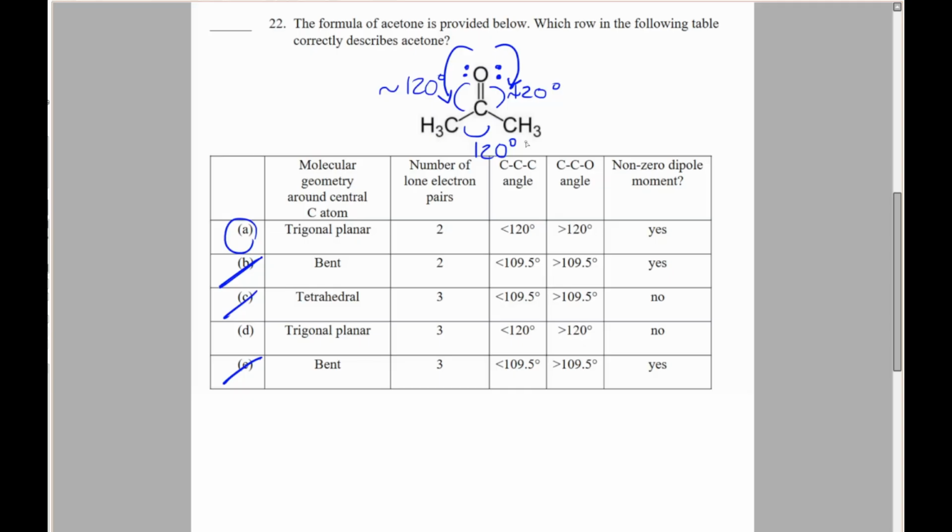And because not all of these atoms in this molecule are the same, and also we have a very electronegative atom, oxygen, with lone pairs, we're going to have a dipole moment moving this way, or a net dipole moment moving that way. So we do have a non-zero dipole moment. So again, our answer is A, because that's the only one that matches everything that we just said. So the answer for question 22 should be A.